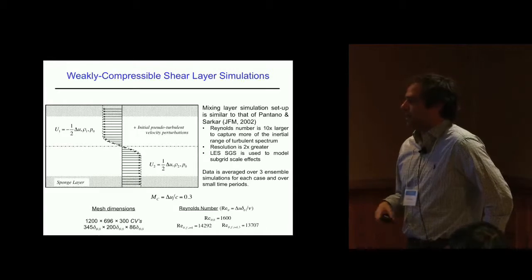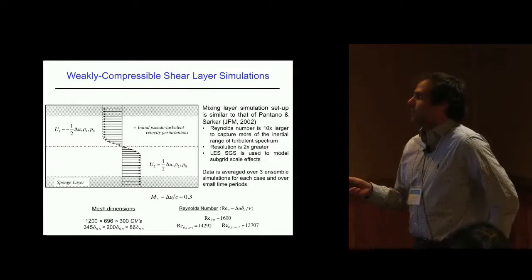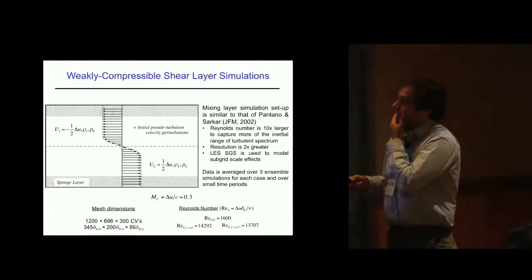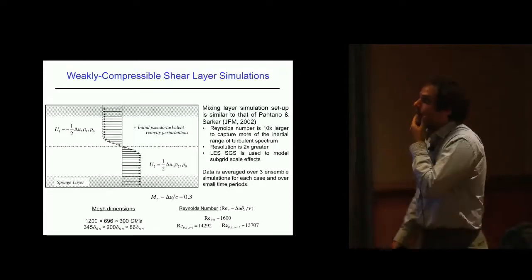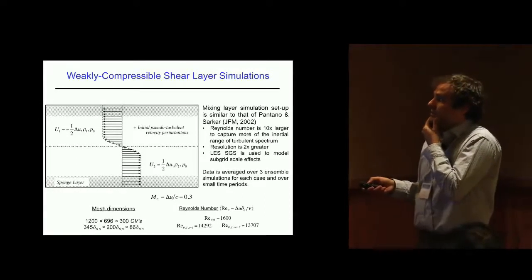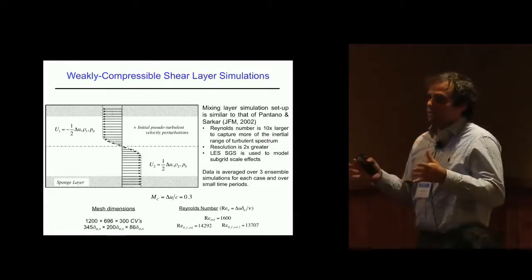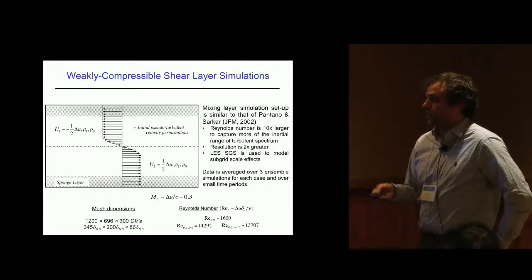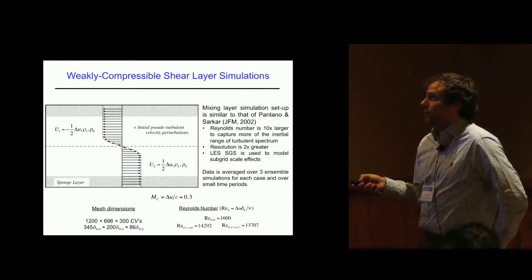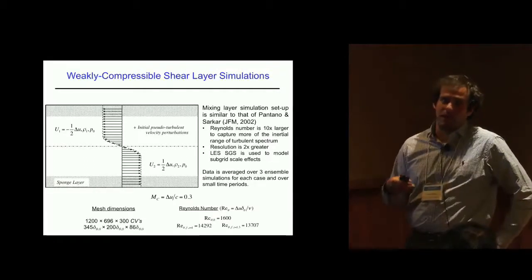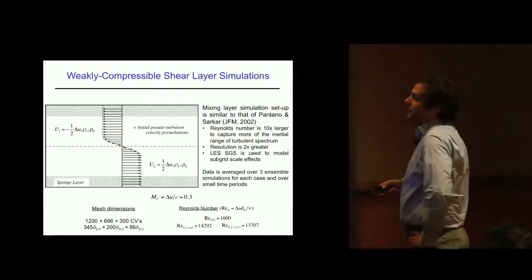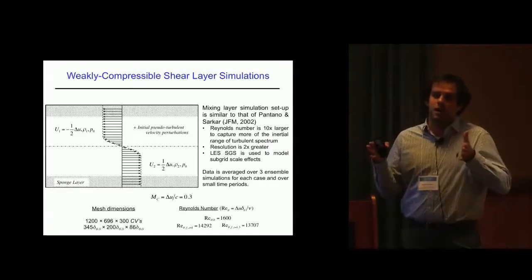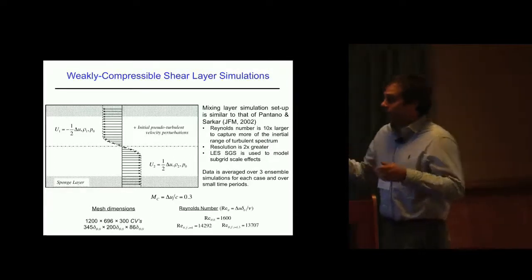So the mesh dimensions, it's about 250 million control volumes. This is based almost completely on work that was done by Pantano and Sarkar in this Journal of Fluid Mechanics paper from 2002. The resolution for this is twice theirs based off of the initial momentum thickness, but the Reynolds number is 10 times larger. So we are still using LES because we're not doing the whole range of turbulence, since he increased the Reynolds number. And then for each simulation case, I ran 3 ensemble simulations to get converged data.